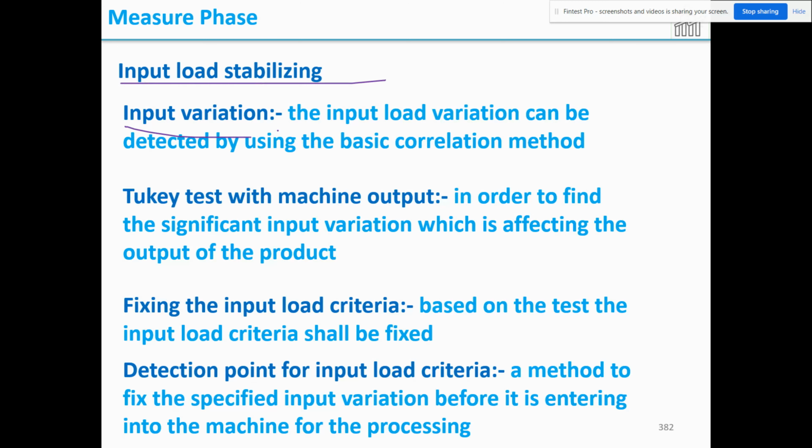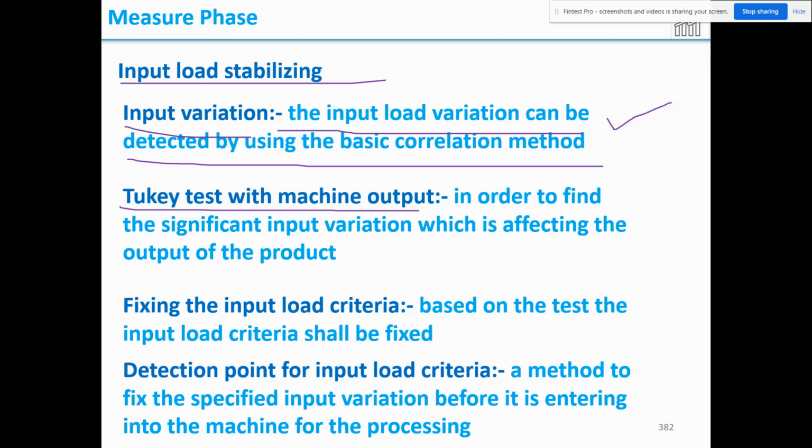Input variation. The input load variation can be detected by using the basic correlation method. Took it as with machine output. See, what is input variation? It can be input parameter or the input load that you're using for doing an operation. Took test with machine output, in order to find the significant input variation which is affecting the output of the product. So by doing the took test, we can find out which particular parameter or input variation is affecting our output for the dimension.